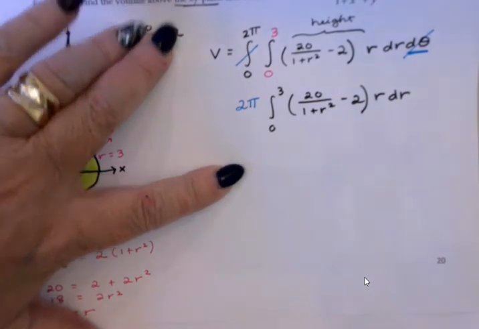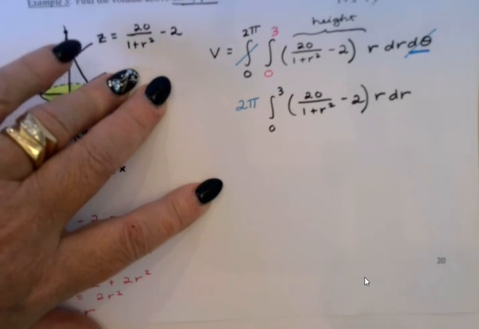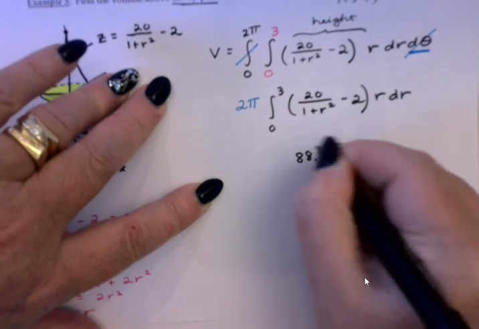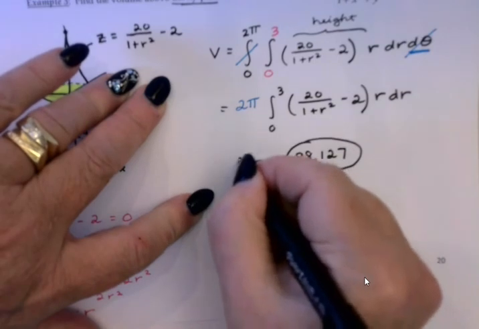That gets me down to an integral that I can do on the calculator. And in fact, I did that one. Let's see, on this one I ended up with 88.127. And again, that included already multiplying in the 2 pi.